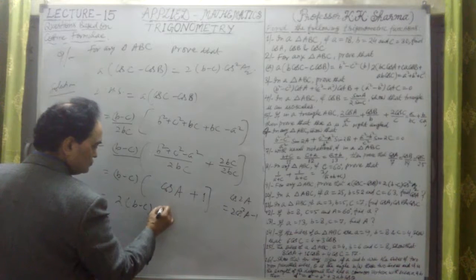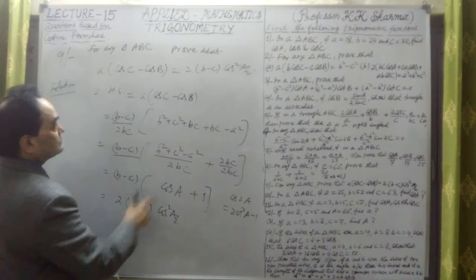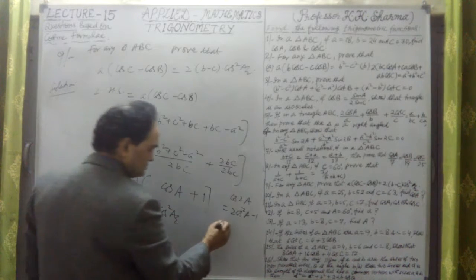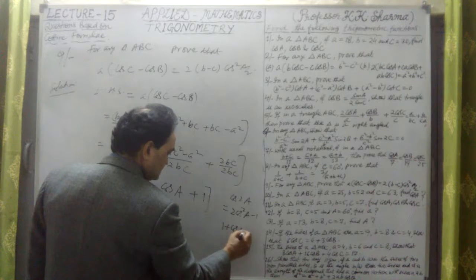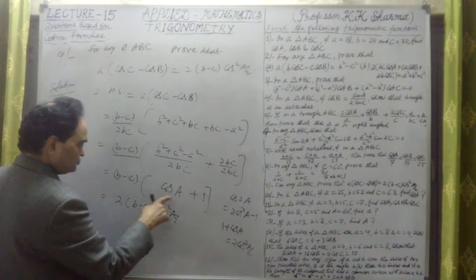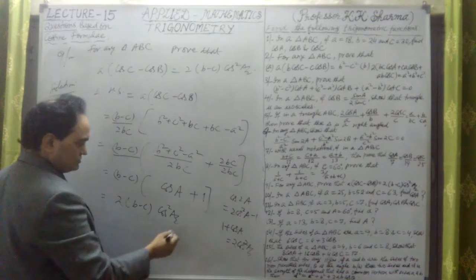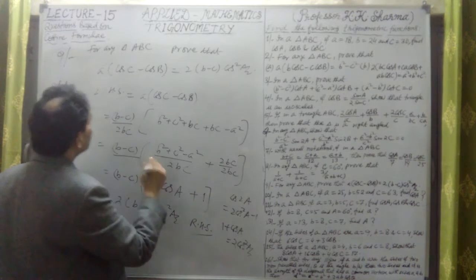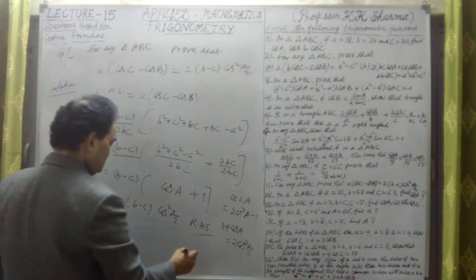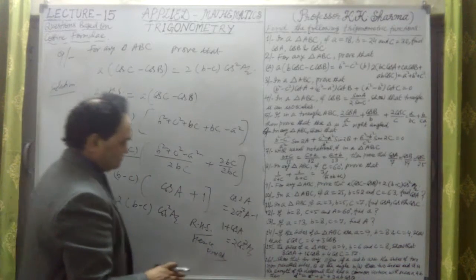So this value is 2 into (B minus C) into cos square A by 2. Okay, the same value is obtained. For this 1 plus cos A, we know that 1 plus cos A is equal to 2 cos square A by 2. This is 2 into (B minus C) into cos square A by 2. This is the right hand side. So we took the left hand side and have reached the right hand side. Hence, this is the process of solving this question. Question number 9 we have completed.